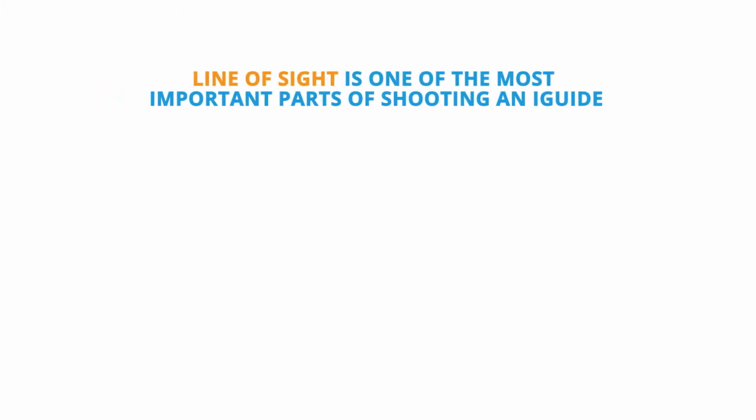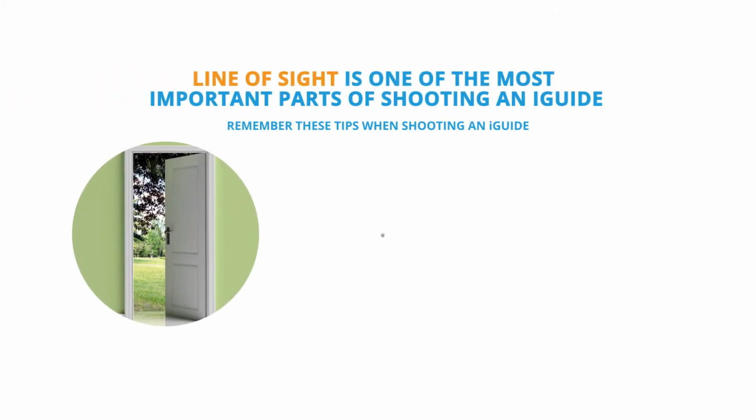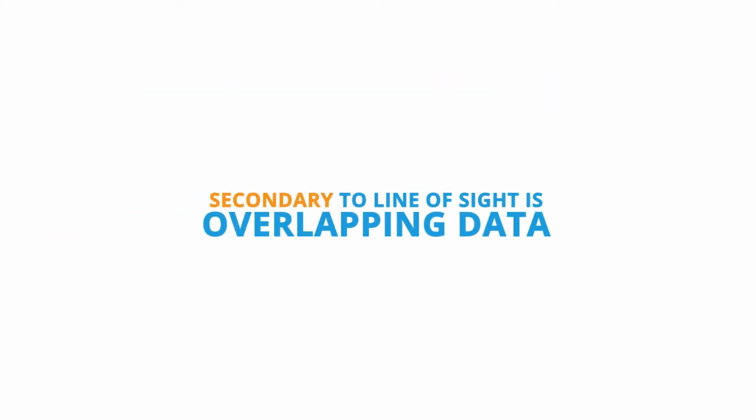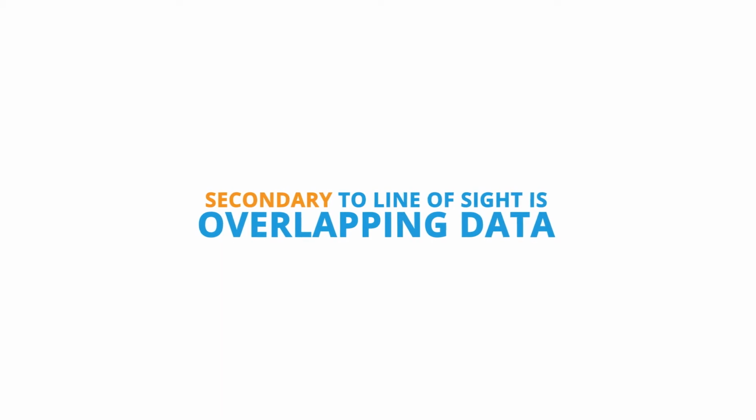Line of sight is one of the most important parts of shooting an iGUIDE, including keeping room doors open, opening closet doors and bathtub curtains for documentation purposes. Secondary to line of sight would be overlapping data and data density.